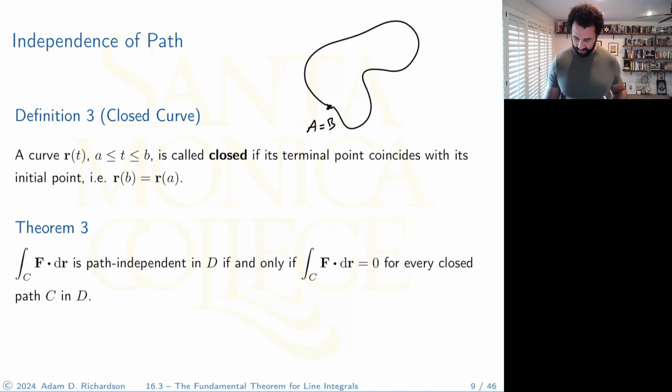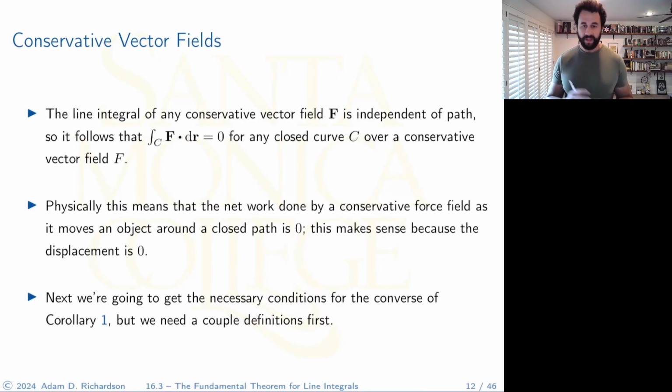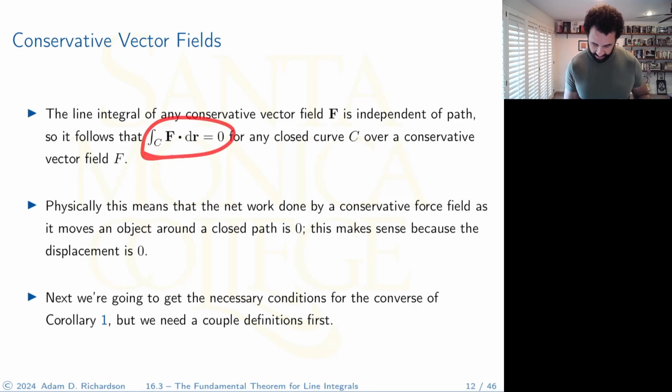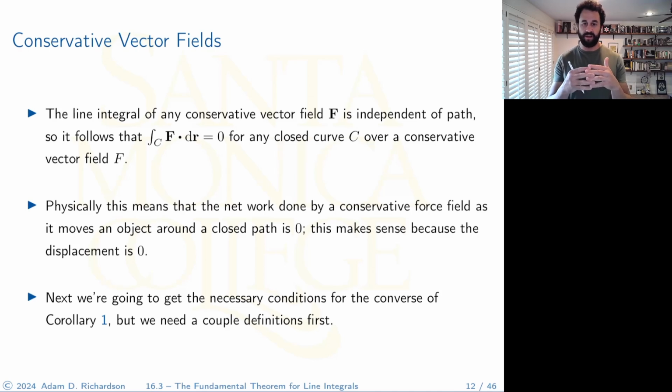Now let's talk about conservative vector fields for a minute. The line integral of any conservative vector field is independent of path. So it follows that the line integral of a conservative vector field over any closed path is going to be 0. That's the combination of what we just figured out.